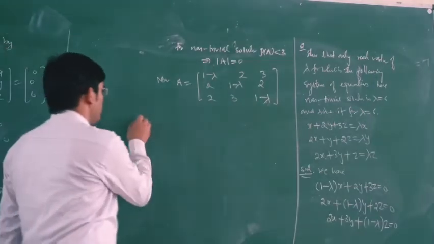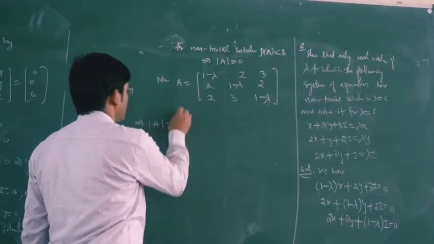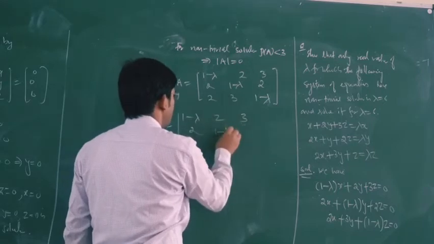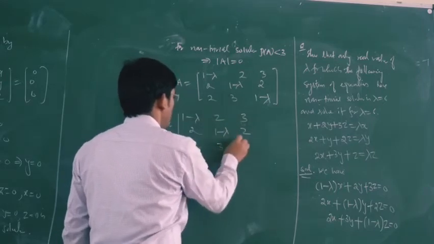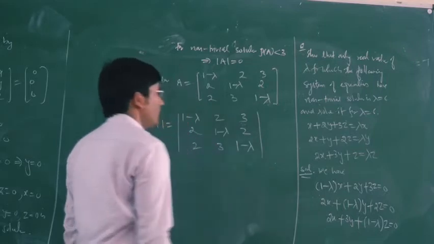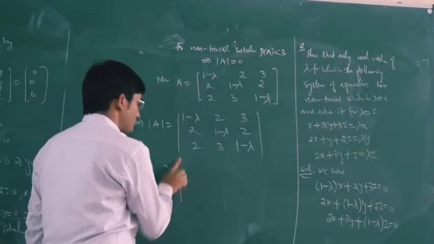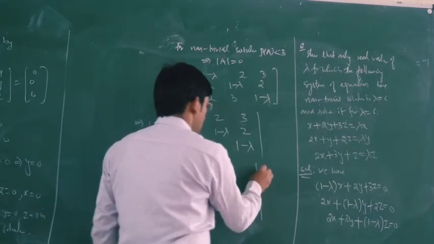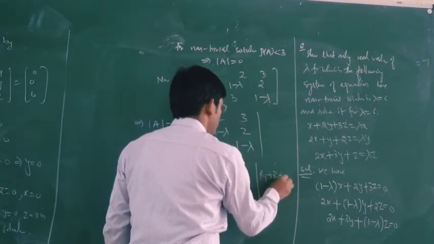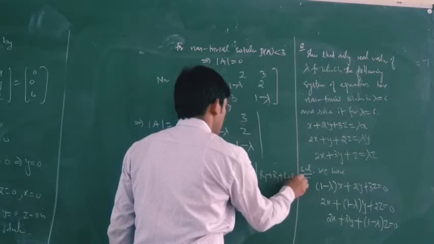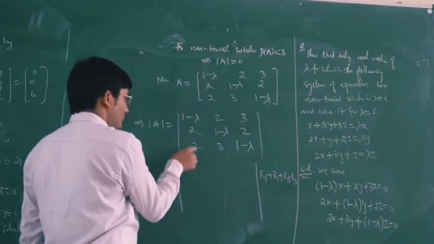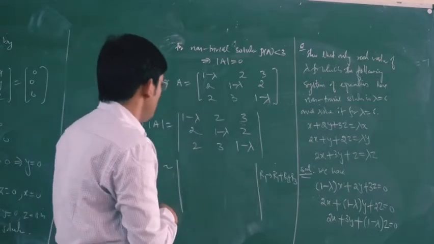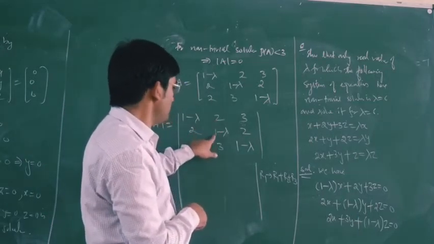Now determinant of A is equal to |1 minus lambda, 2, 3; 2, 1 minus lambda, 2; 2, 3, 1 minus lambda|. Now let us simplify this determinant to find the value of lambda. Let us have the operation R1 plus R2 plus R3 in R1. Now this will be 2 plus 2, 4, 3 plus 2, 5, and this is 6.